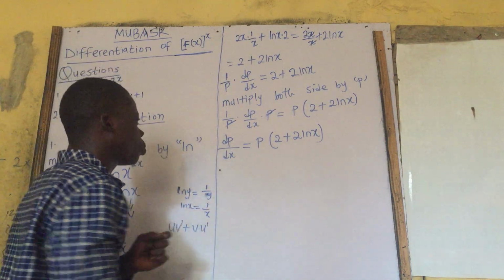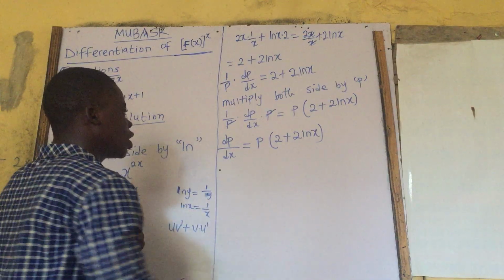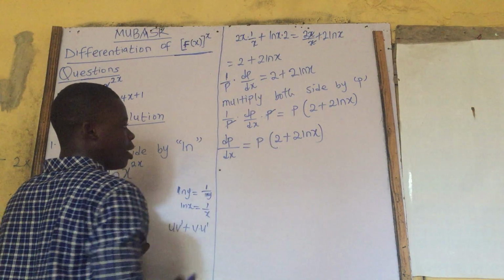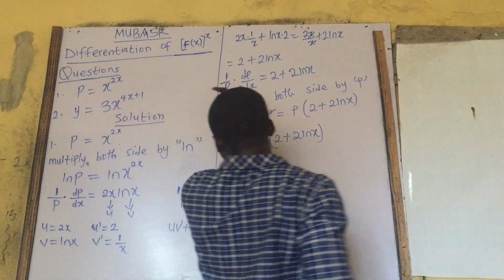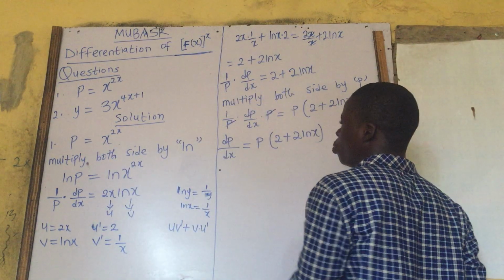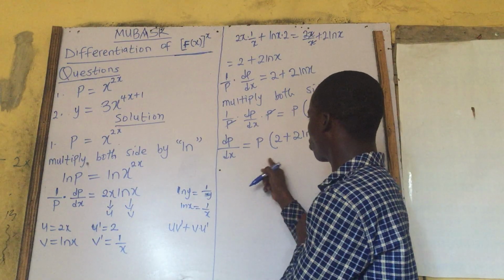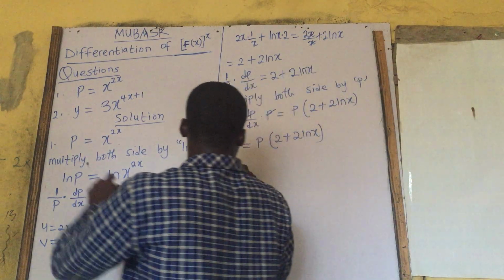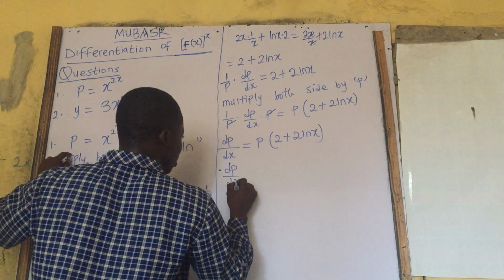But we cannot leave our answer like this since we still have a variable of p. But don't forget, in the question, our p equals x raised to the power 2x. Then we have to substitute our p back, because we cannot leave our answer like this. Now dp over dx equals what?